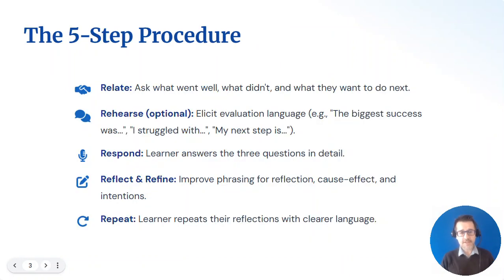It's a 5-step procedure. It's very simple. And remember, the second step isn't necessary if you don't want it. So first of all, we start with relate, where we connect the task with what the learners do at work. So you just ask them about this activity, event, what went well, what didn't go so well, and what they want to do next.